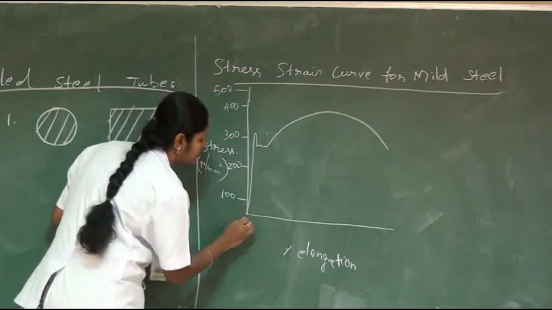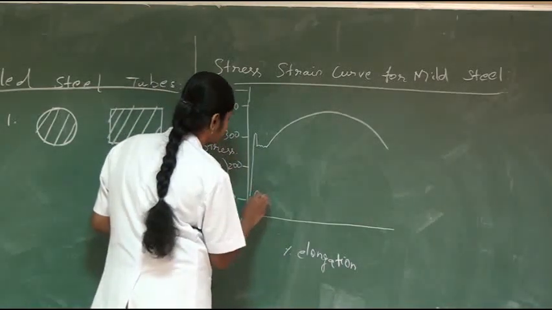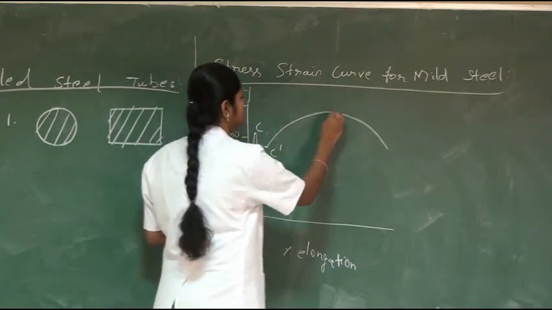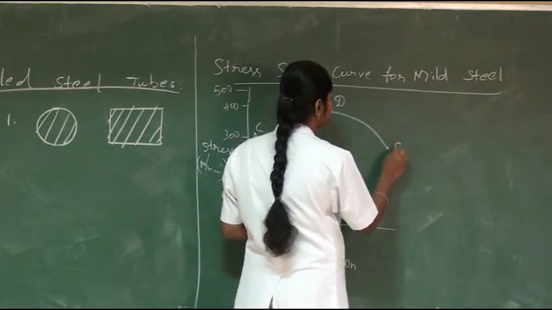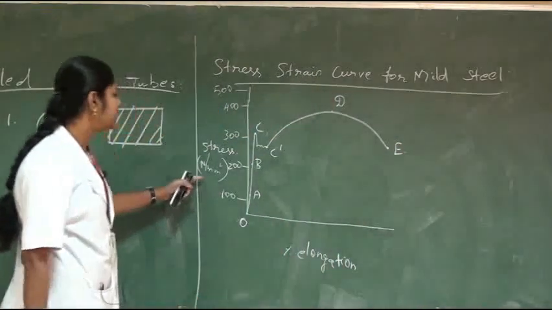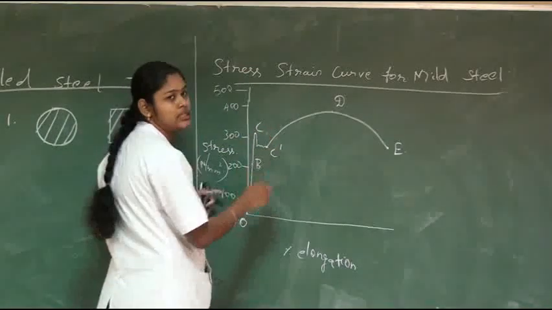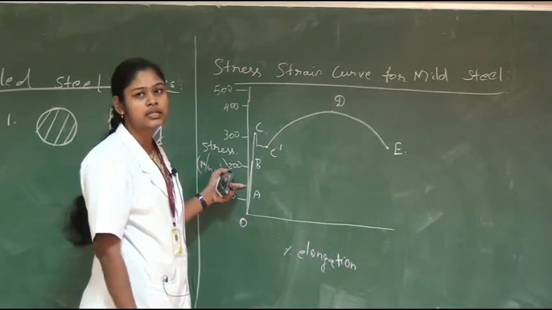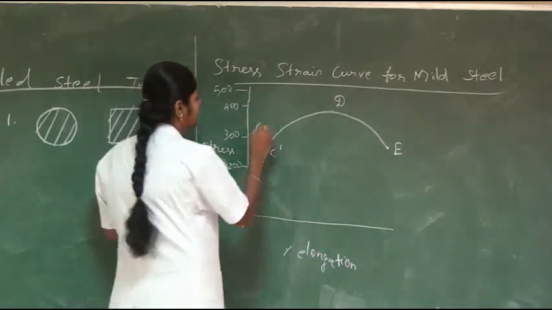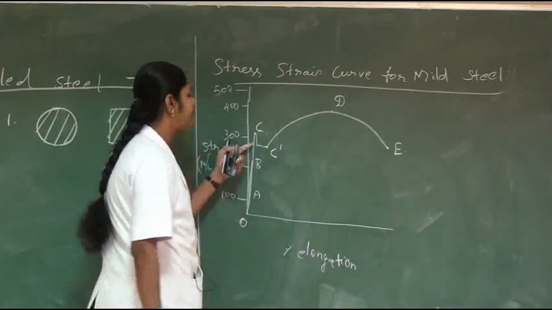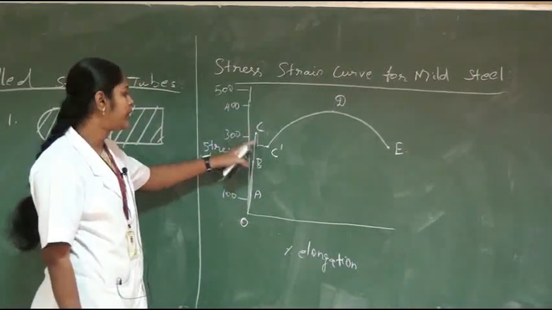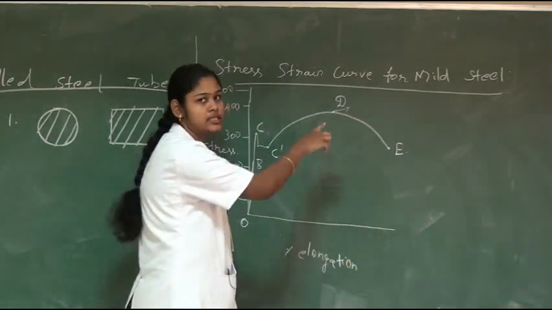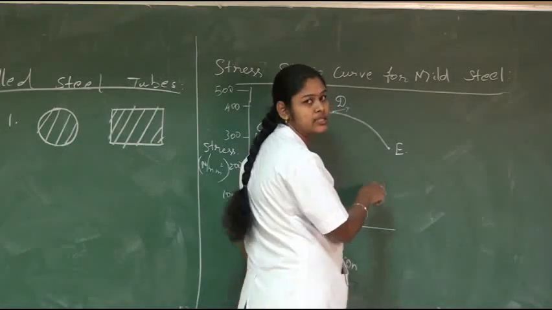This point is represented by O. This one is A. This one is B. This one is C. This one is C dash. This one is D. And this one is E. By applying this stress, there will be an elongation in the steel. This OAB represents a straight line which obeys Hooke's law, that is, the stress is directly proportional to strain, and this C point is the yield point of the steel. This is the upper yield point and this is the lower yield point, and this is called the ultimate stress developed in the steel, and this one is the breaking stress in the steel.